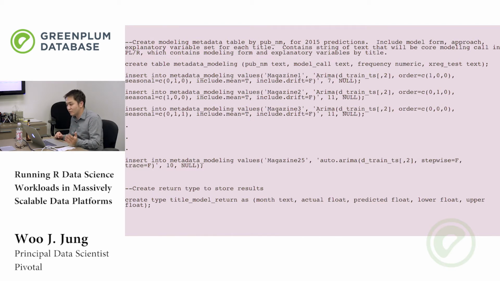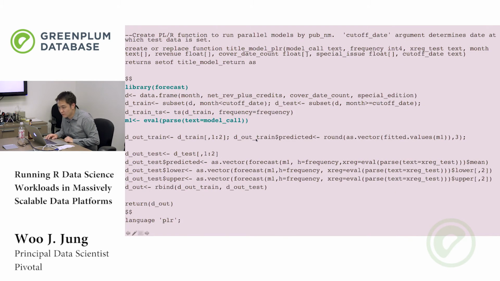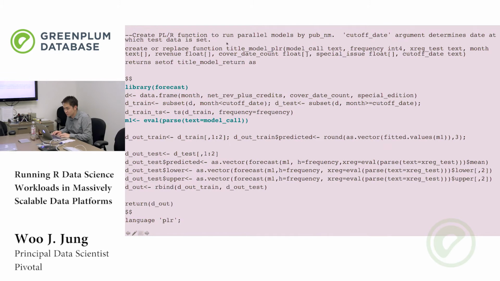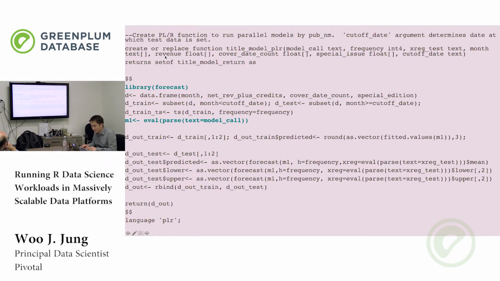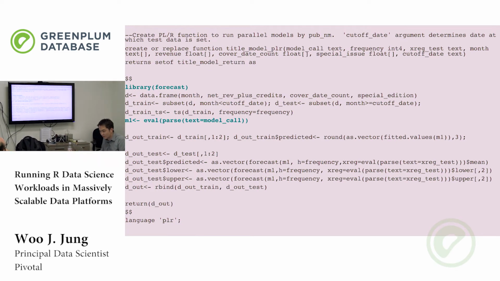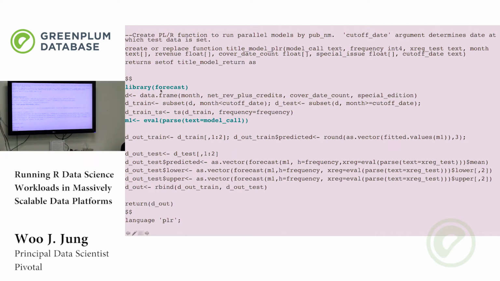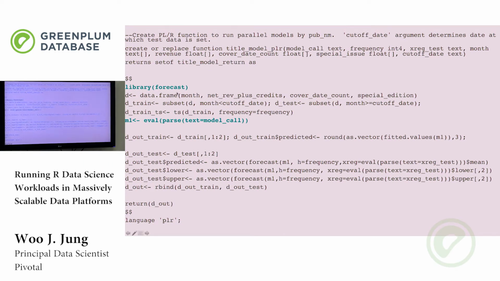So in the context of revenue forecast, we want to know the month, the actual value of revenue, the predicted value of revenue, and lower and upper bounds for our forecast. And those are the things that we're going to return from these sets of models, right? Now what we're going to do next is create a PLR function to run parallel models by the publication name, right? And we do this by invoking the forecast library in R. I'm going to come back to this point because it's important.